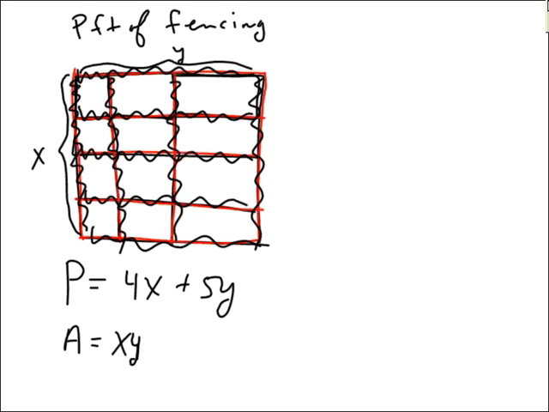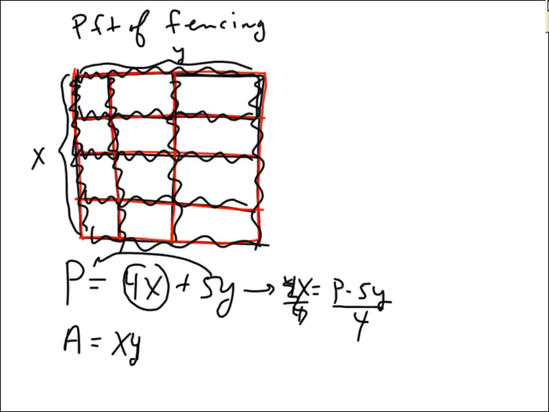And we want to maximize it. We want to first get it in terms of one variable. For example, I can get rid of y. I can get rid of x. I can bring the 5y over, and I have 4x is P minus 5y. Now divide by 4, and that gives me what x is.